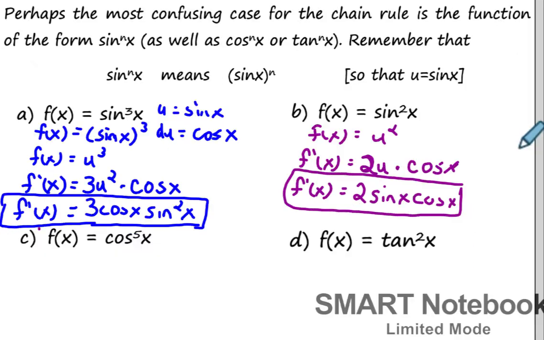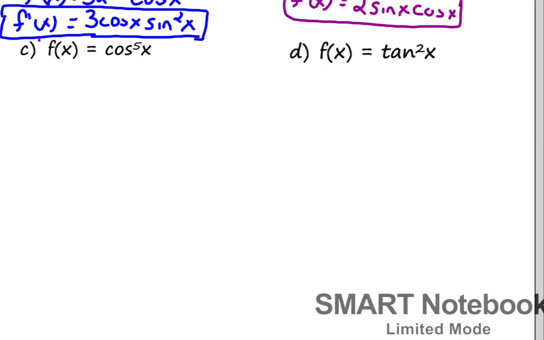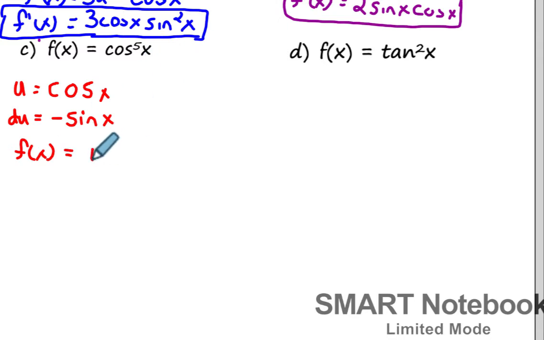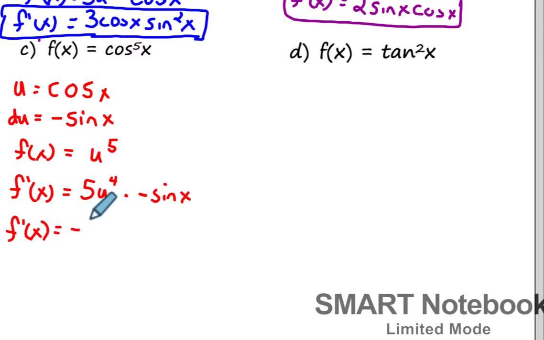Okay, in example C here, my inside function is cosine of x. I'm going to let u equal cosine of x. Therefore, du is going to be negative sine of x from our table. So rewrite f of x in terms of u, that's going to be u to the fifth. So the derivative of u to the fifth is 5u to the fourth times negative sine of x. Simplifying down and substituting in my u in terms of x, I get negative 5 sine of x times cosine to the fourth x.